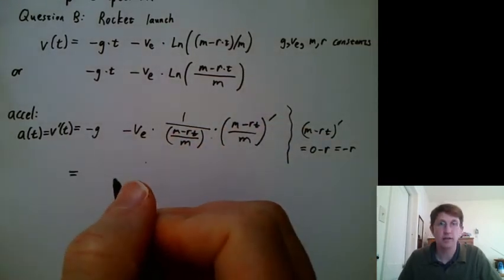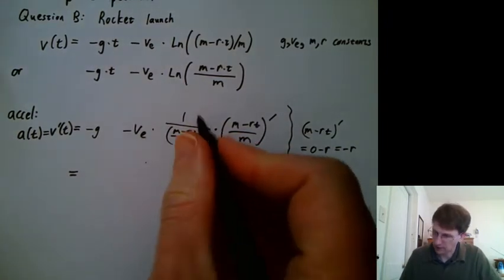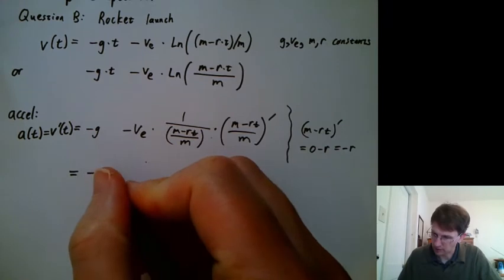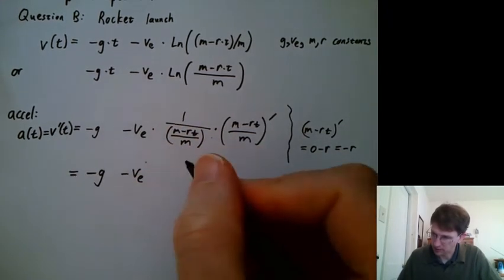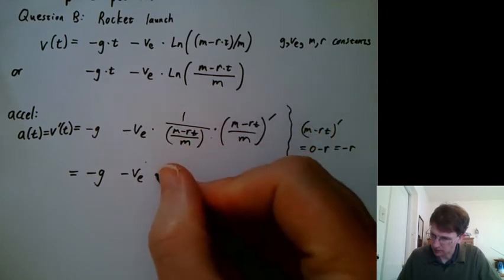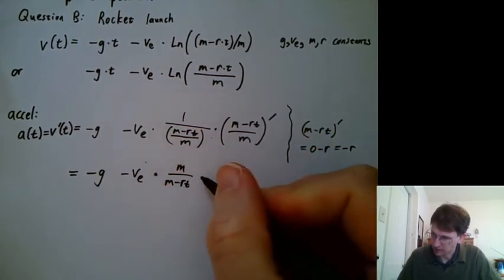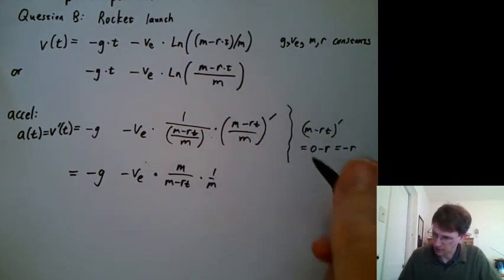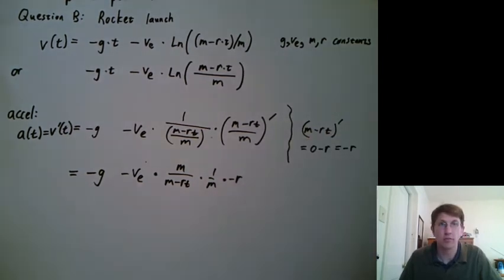So in this case, it helps to simplify a bit because we're going to take the derivative again. And taking the derivative of that would not be particularly fun, but you can do it. So right now I'm just simplifying. Minus g minus v sub e. We can flip this over: m over m minus rt. And then we had a 1 over m coming out from there, and then a minus r for the derivative of the top.